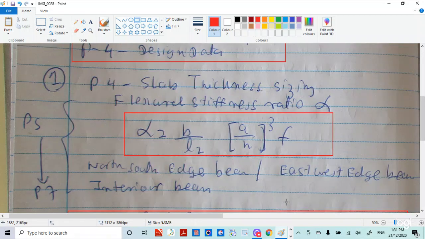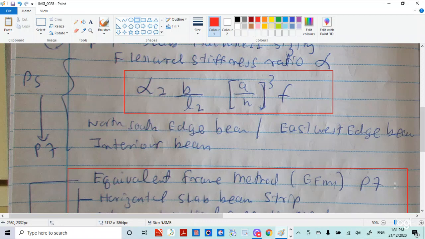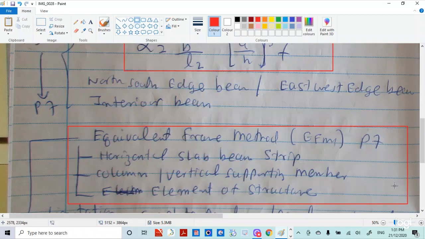So in this case, we can calculate the flexural stiffness ratio alpha. This equation is the flexural stiffness ratio alpha. And then we have the calculation from page 5 to page 7, involving the north edge bin, the east-west edge bin, and the interior bin.